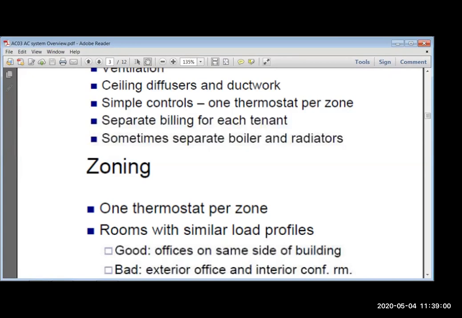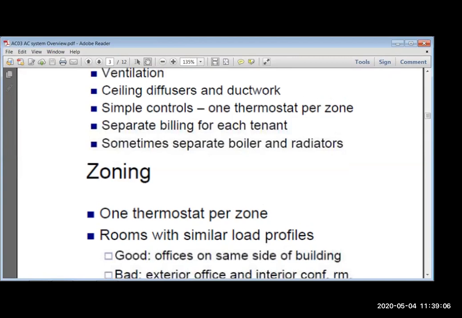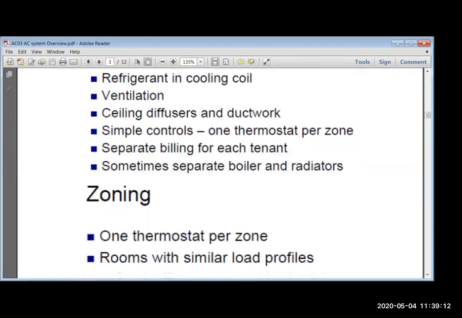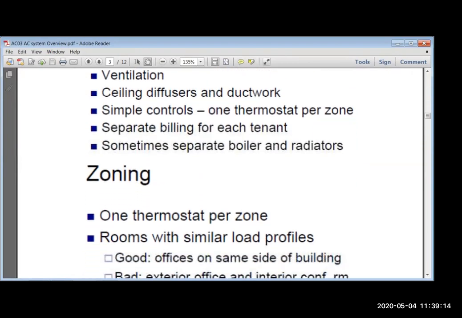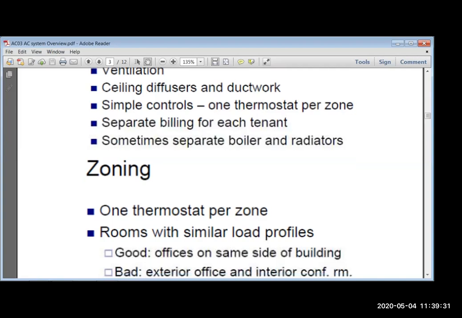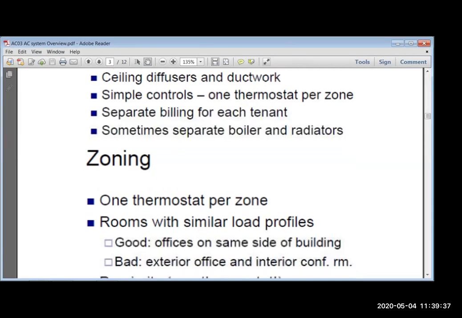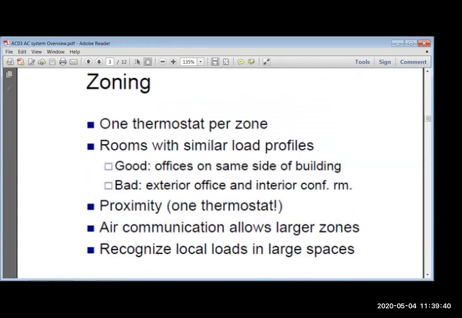Now, separate billing for each tenant is possible because of the system I am describing now, that is the multizone system, rooftop unit and split system. In this case, separate billing for each tenant can be done because its unit will be connected with an electric meter and that meter will be billed to him. But with a central AC system, not a unitary system, which is a centralized huge air conditioning system, there is only one meter and one system, so you cannot say that this is your bill. Sometimes a separate boiler and radiators are required for this unitary system.